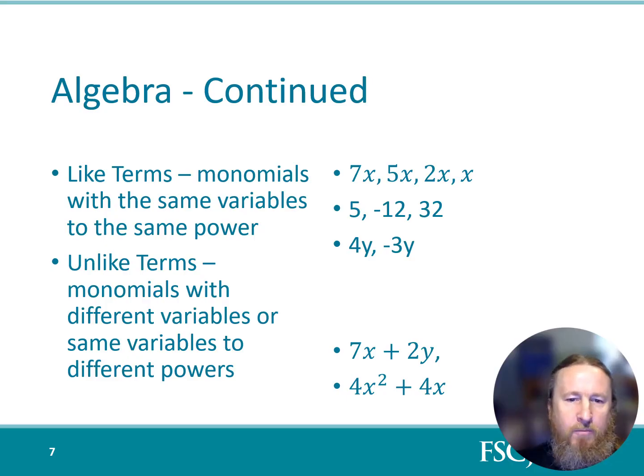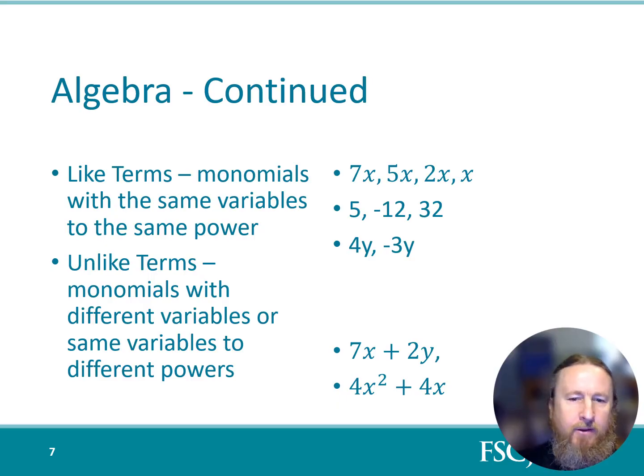Unlike terms are monomials with different variables or the same variable to different powers. 7x and 2y, while each are monomials, because one contains an x and one contains a y, we cannot combine them. We must leave them as that polynomial. Same with 4x squared and 4x. While both contain x, that x squared means they are unlike.